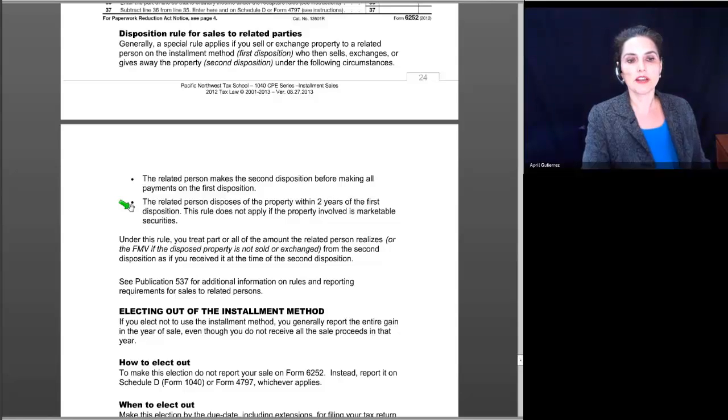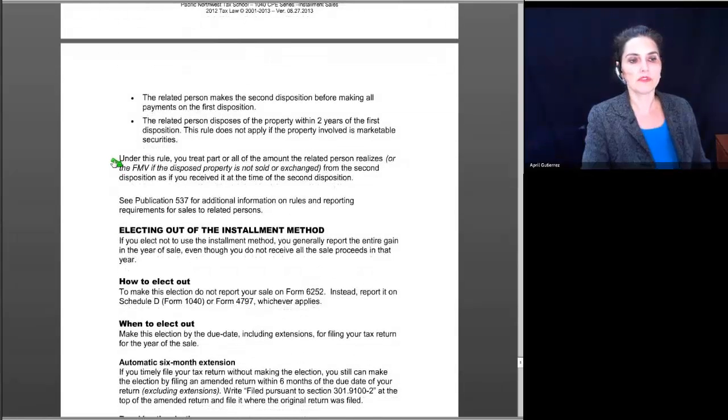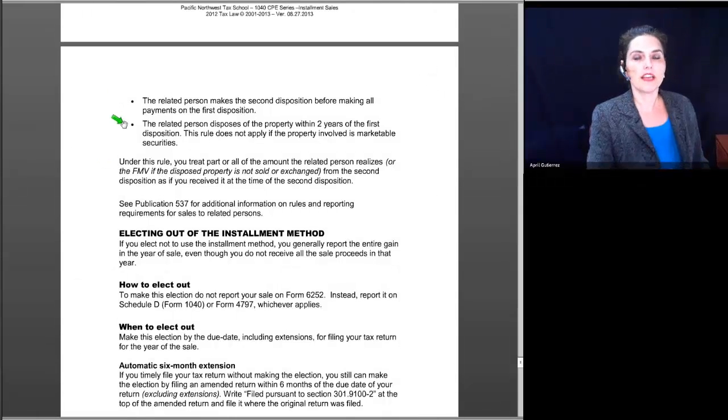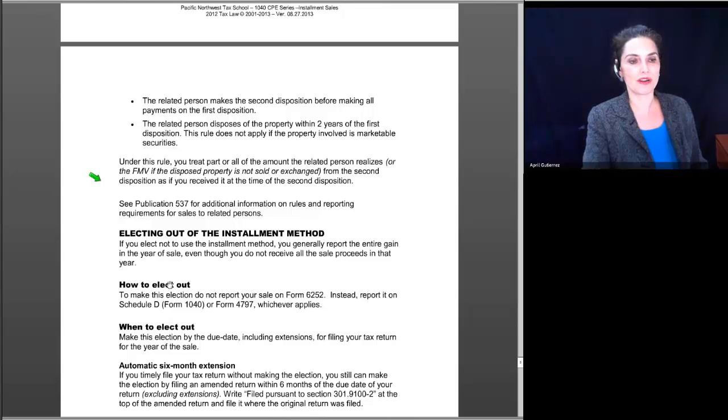This rule, however, does not apply if the property involved is marketable securities. Under this rule, you treat all or part of the amount the related person realizes, or the fair market value of the disposed property if not sold or exchanged, from the second disposition as if you had received it at the time of the second disposition. So in other words, if the related party sells the property and meets these requirements, then you get to report the gain on your return. And you should refer to Publication 537 for additional information on rules and reporting requirements.